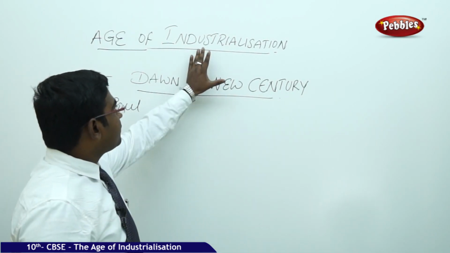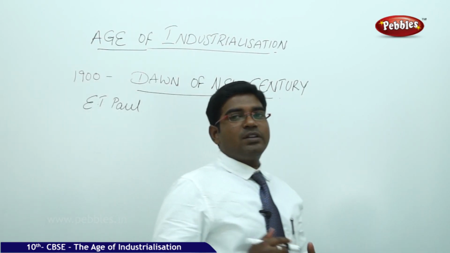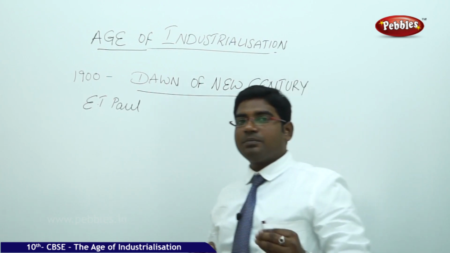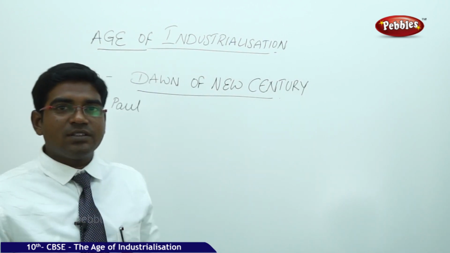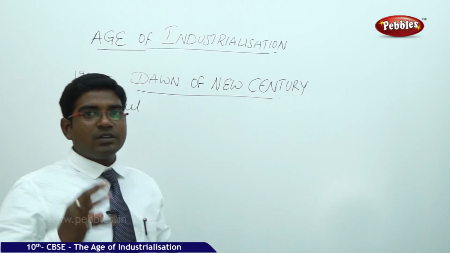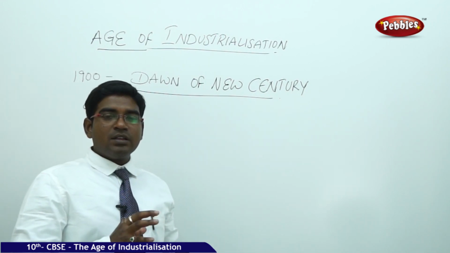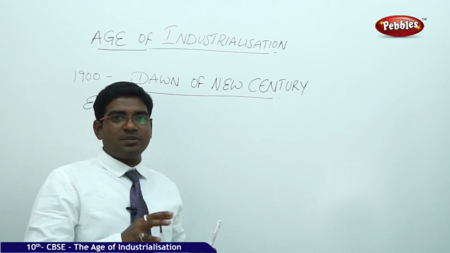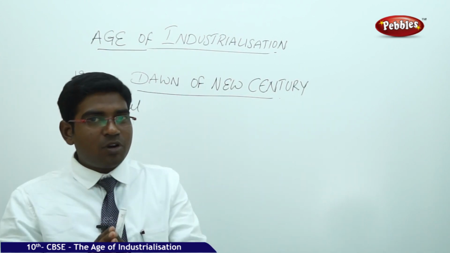The age of industrialization. How did the concept of industrialization develop? What are the different stages that gave a chance for the development? And how did the modernization occur? And how did the people accept the change from the past to modernization?